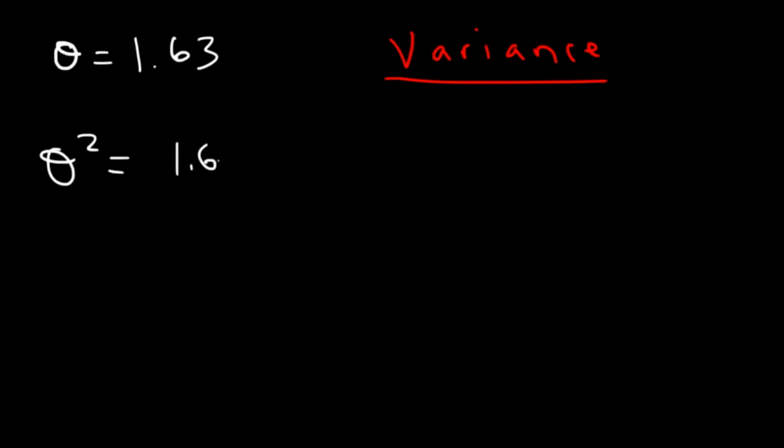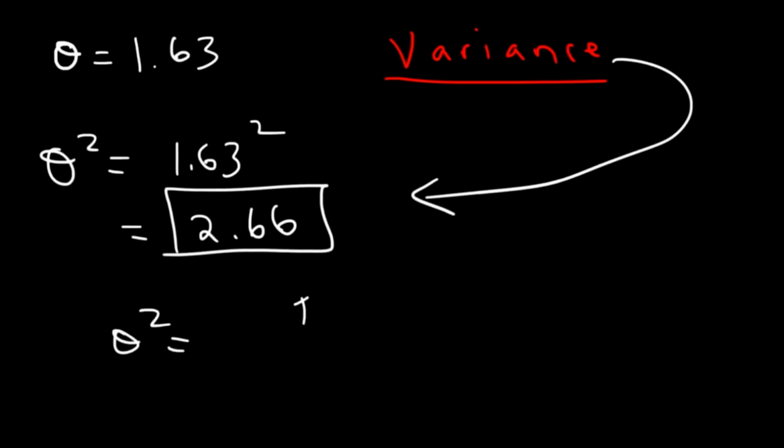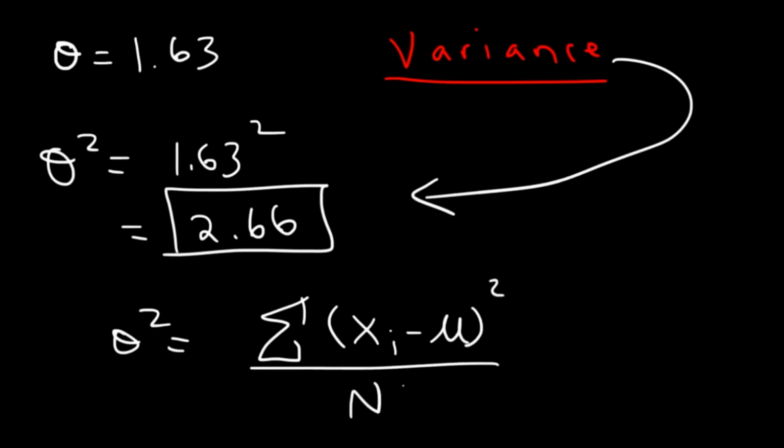So 1.63 squared is equal to, now keep in mind this is a rounded answer. I don't remember what the exact answer was, but once you square it, it's about 2.66. So that's how you can calculate the variance. The formula for variance is basically the sum of all the square differences between every point and the population mean divided by n. It's basically the same formula without the square root symbol.